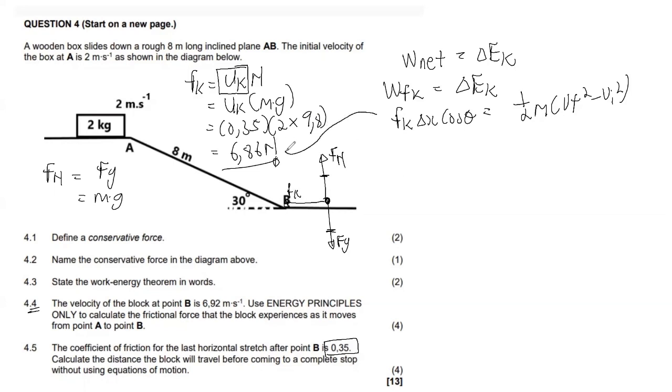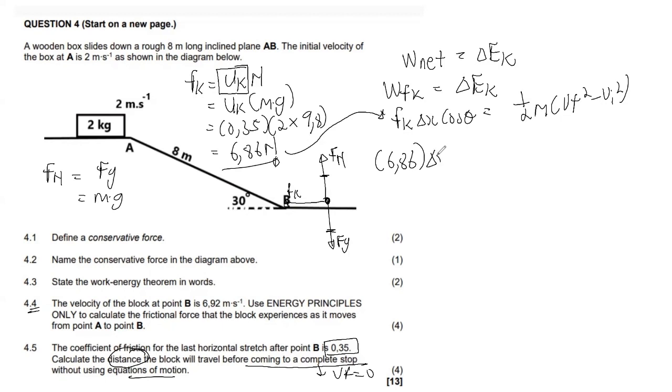That means now that we have the value of Fk, we can continue with the formula and substitute the magnitude of frictional force in this formula here. So this is 6.86. But what are we looking for? We are looking for the distance. It says calculate the distance the block will travel before coming to a complete stop without using equations of motion. So this is only restricting you to using the energy principles. That's another way to say using the energy principle. Then to come to a stop, that means your VF is 0, right? Okay, cool.